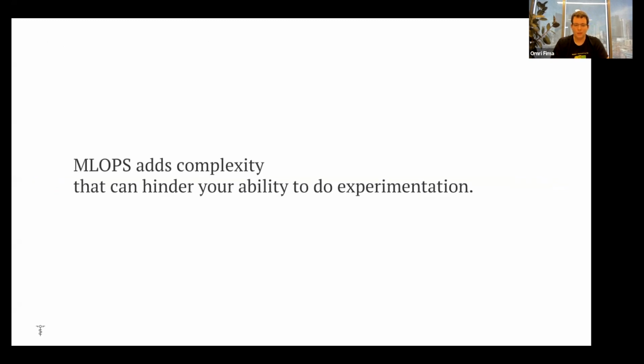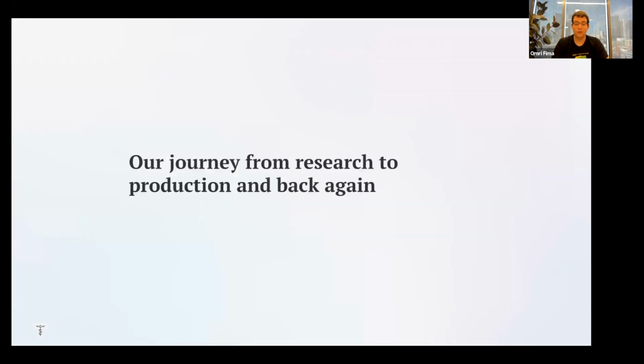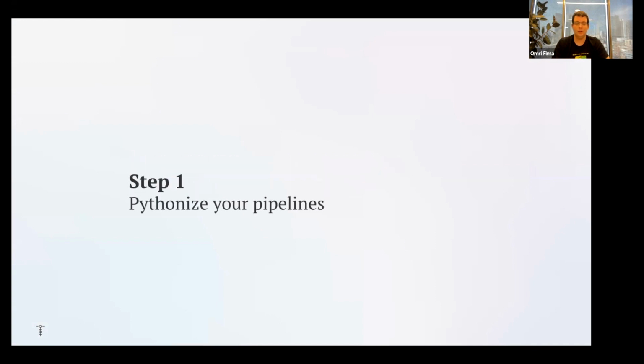So MLOps adds complexity, and it can hinder our ability to do experimentation. What I want to talk with you about today is how to solve that. And the solution is surprisingly not in more tools or changing your tools. A lot of it is in architecture. So this talk is going to be about our journey from research to production and back up again to research. There are 4 steps that we found to be very effective in fixing this gap between production and research.